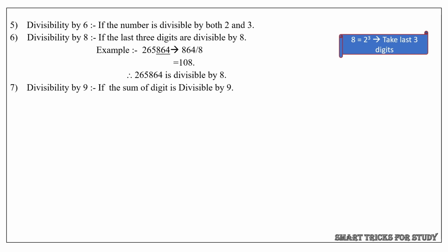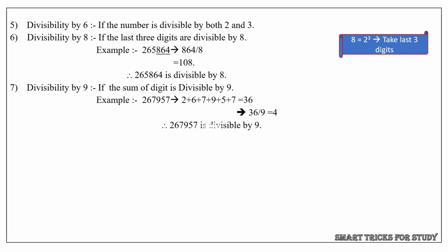Divisibility by 9. If the sum of digits is divisible by 9. Example, 267957. Here add the digits of the given number, that is 2 plus 6 plus 7 plus 9 plus 5 plus 7 is equal to 36, and divide it by 9, that is 36 by 9 is equal to 4. So the remainder is 0. Therefore, 267957 is divisible by 9.